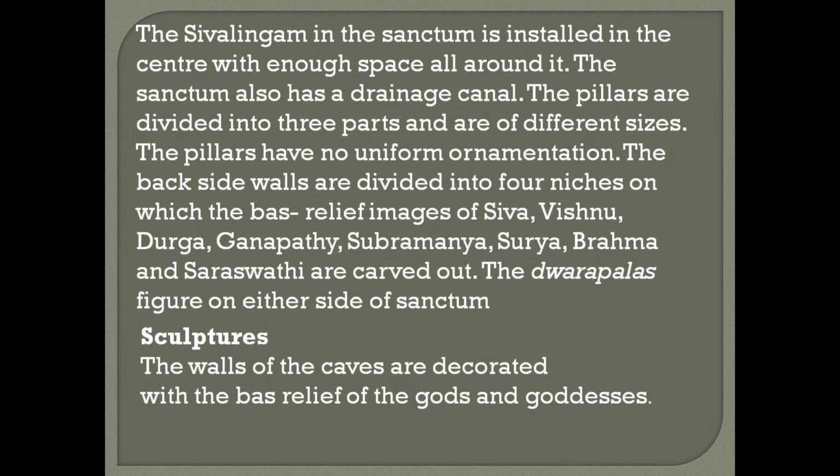The Sivalingam in the sanctum is installed in the center with enough space all around it. The sanctum also has a drainage canal. The pillars are divided into three parts and are of different sizes. The pillars have no uniform ornamentation. The backside walls are divided into four niches on which bas-relief images of Shiva, Vishnu, Durga, Ganapati, Subramanya, Surya, Brahma, and Saraswati are carved.